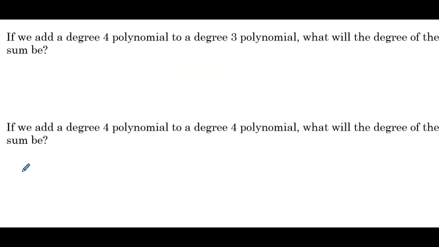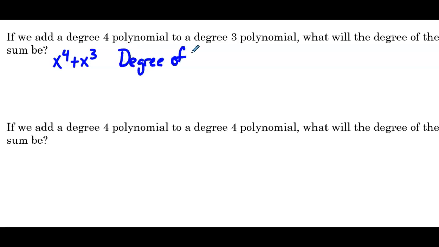If we add a degree 4 polynomial to a degree 3 polynomial, what will the degree of the sum be? So let's start with the simplest degree 4 and degree 3 polynomial that we can create. That's going to be x to the 4th plus x cubed. Now if we notice, there are no like terms for us to combine, so that's going to be the resulting polynomial. Figuring out the degree of that polynomial, we look at the degree of each monomial term. So the degree of the first term is 4, the degree of the second term is 3, which means the degree of the resulting polynomial is going to be 4.